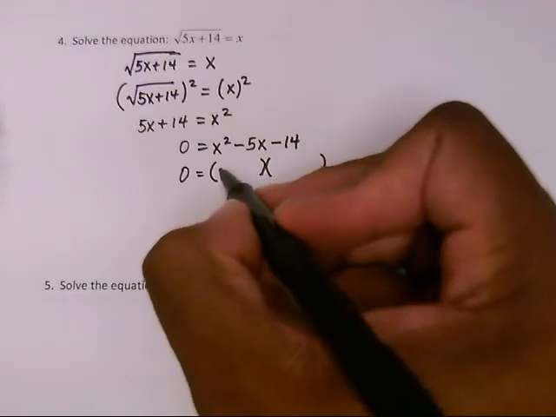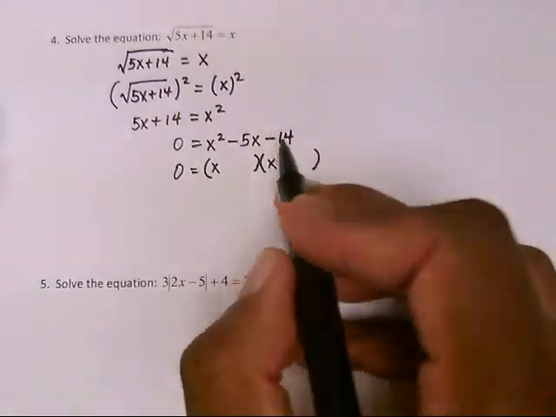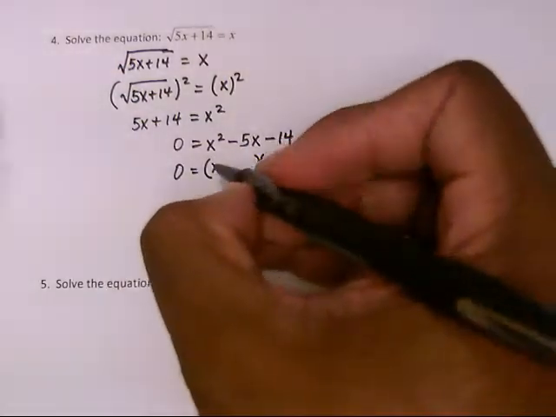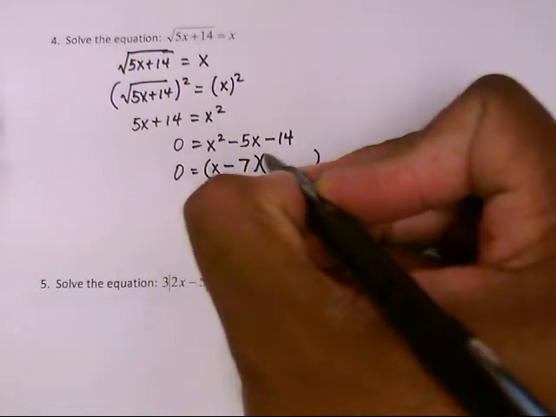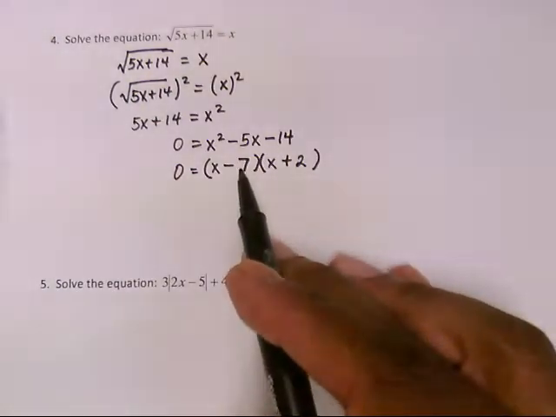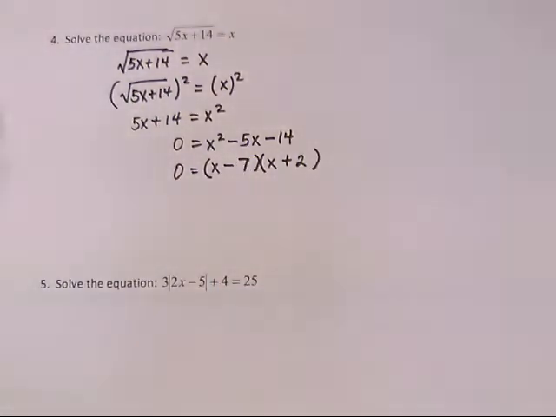So that x squared, I can break that up as x and x. The factors of a negative 14, that's going to give me a negative 5x, will have to be minus 7 and plus 2. And we can check by doing negative 7x plus 2x, that's going to be negative 5x. So I have x minus 7 times x plus 2 equal to 0.